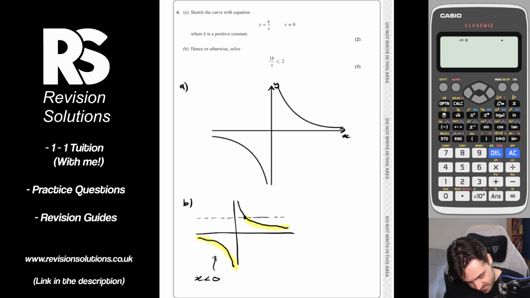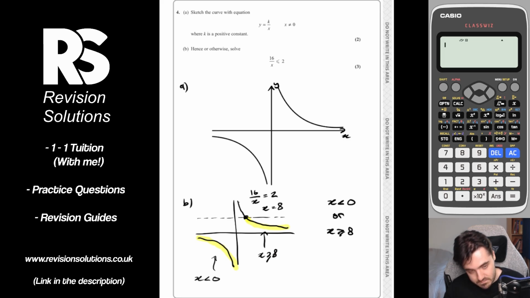And then this part, we need to find where this line intersects, which we can do just by solving where 16 over x equals 2. If we did that, that would be x is equal to 8. So then this section here is where x is greater than, sorry, greater than or equal to 8, because it's a less than or equal to inequality. So our solution then would be x is less than 0 or x is greater than or equal to 8.